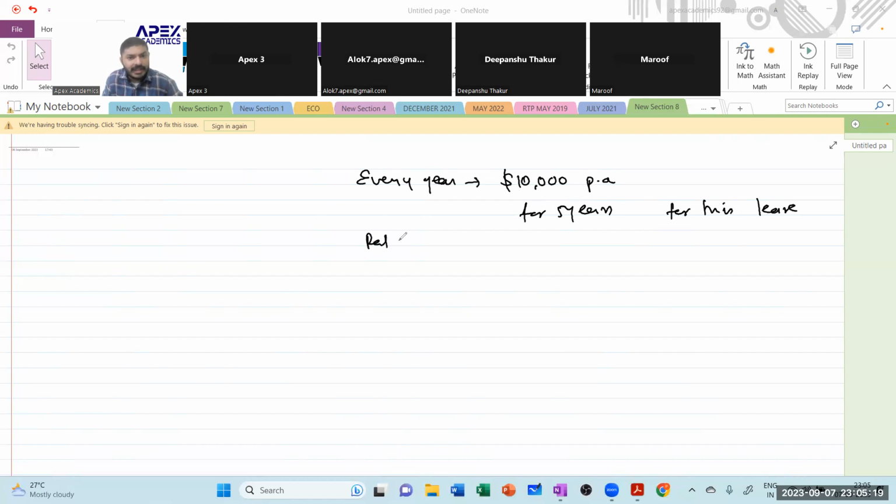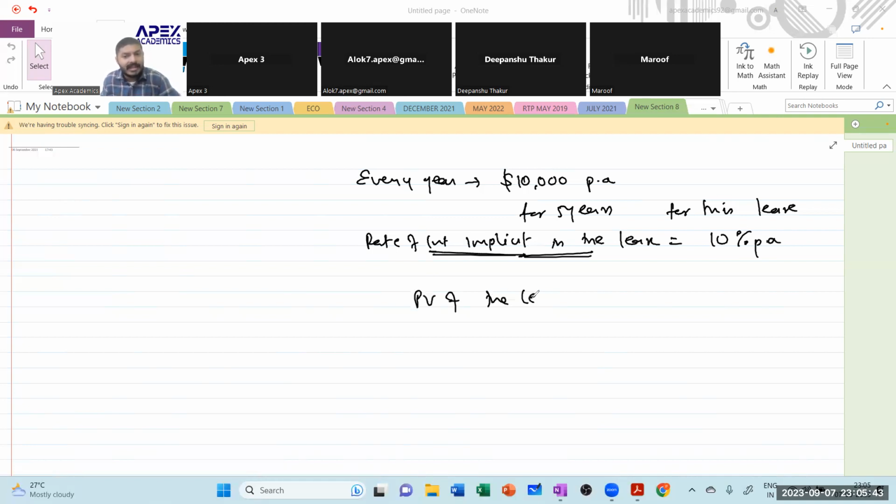And the rate of interest implicit in the lease. What is the rate of interest implicit in the lease? It is the rate that enables you to calculate the present value of all the lease payments. The rate of interest implicit in the lease is, for example, 10% per annum. Calculate the present value of the lease payments that you are making. So it's a very simple concept. You have to calculate the present value at the rate of 10%.